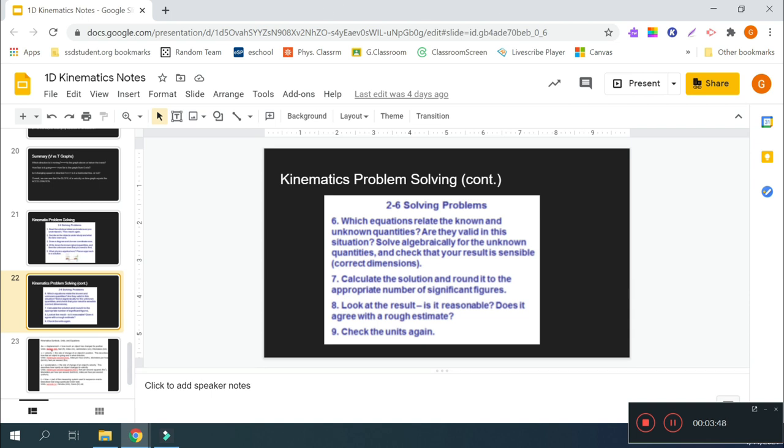Then look at the result. Is it reasonable? Would it agree with a rough estimate? So you want to think about, does this answer seem to make sense? And then check the units again.